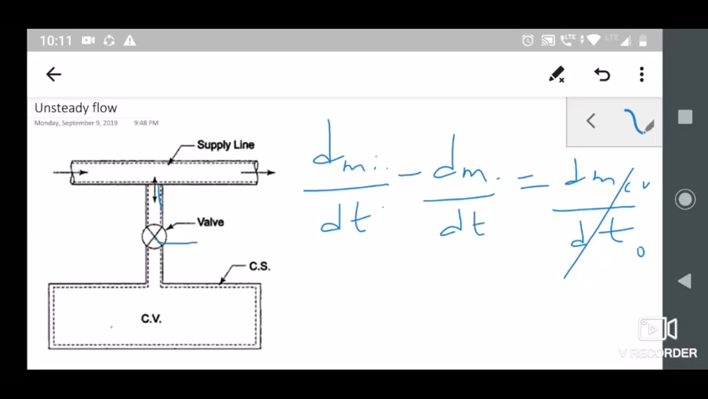For this case, let us try to derive the first law applying to the unsteady flow case. We have already derived the steady flow one in the class itself, where dq minus dw is equal to h2 plus v2 square by 2 plus gz2 minus h1 plus v1 square by 2 plus gz1. That is already derived. So for this unsteady flow, we'll try to derive over here now.